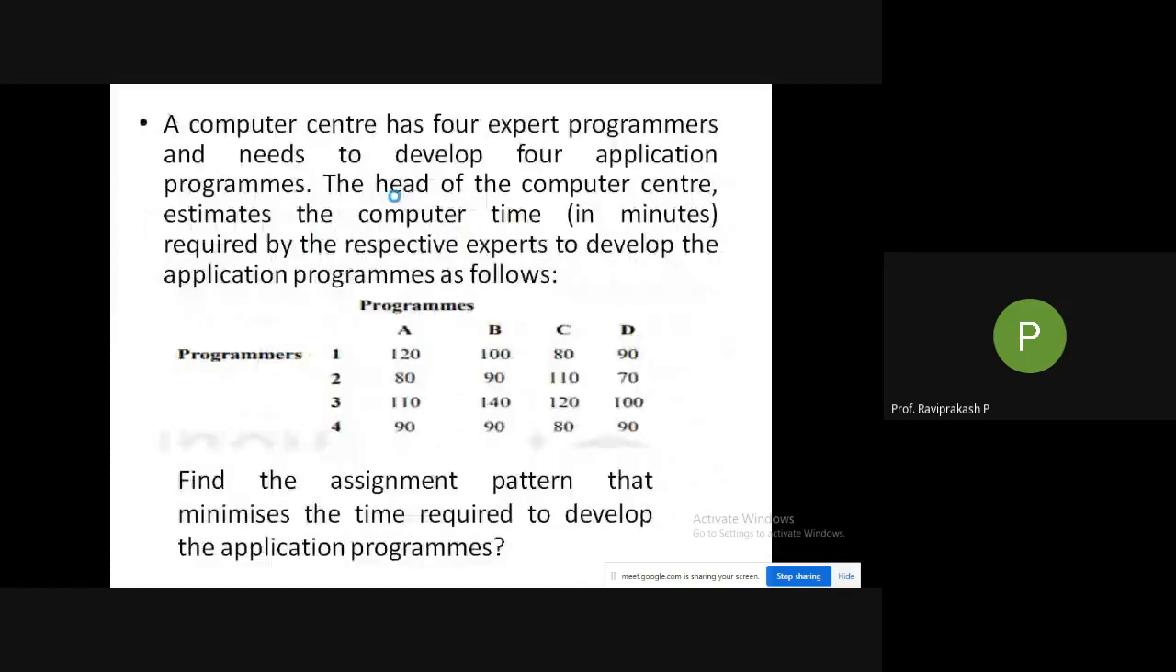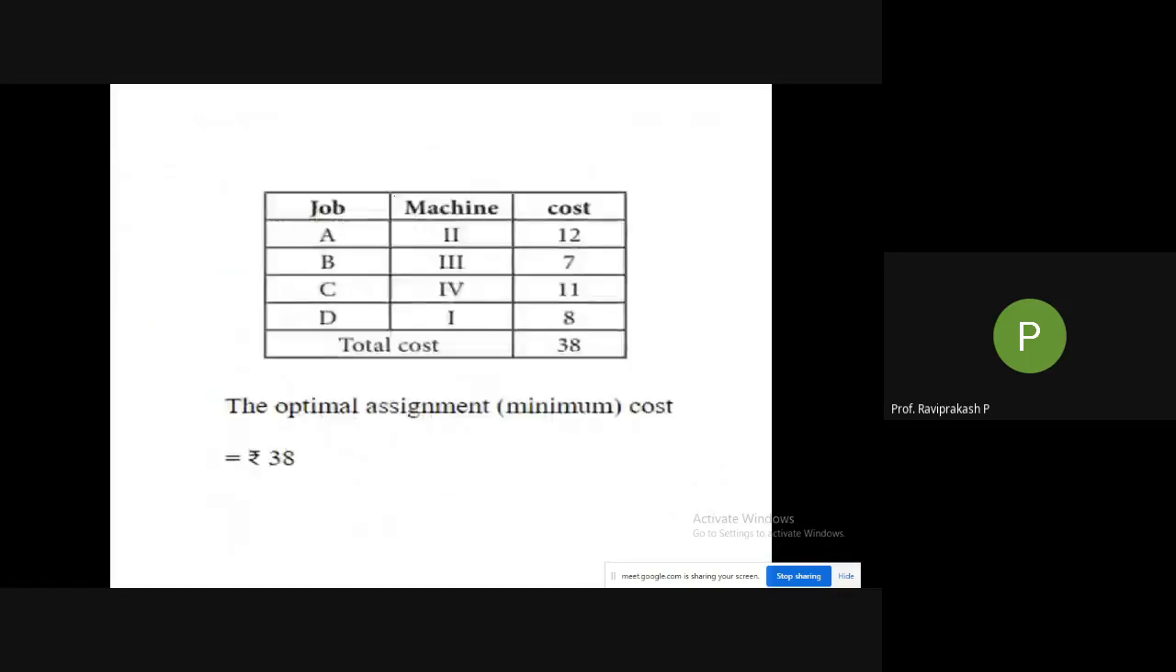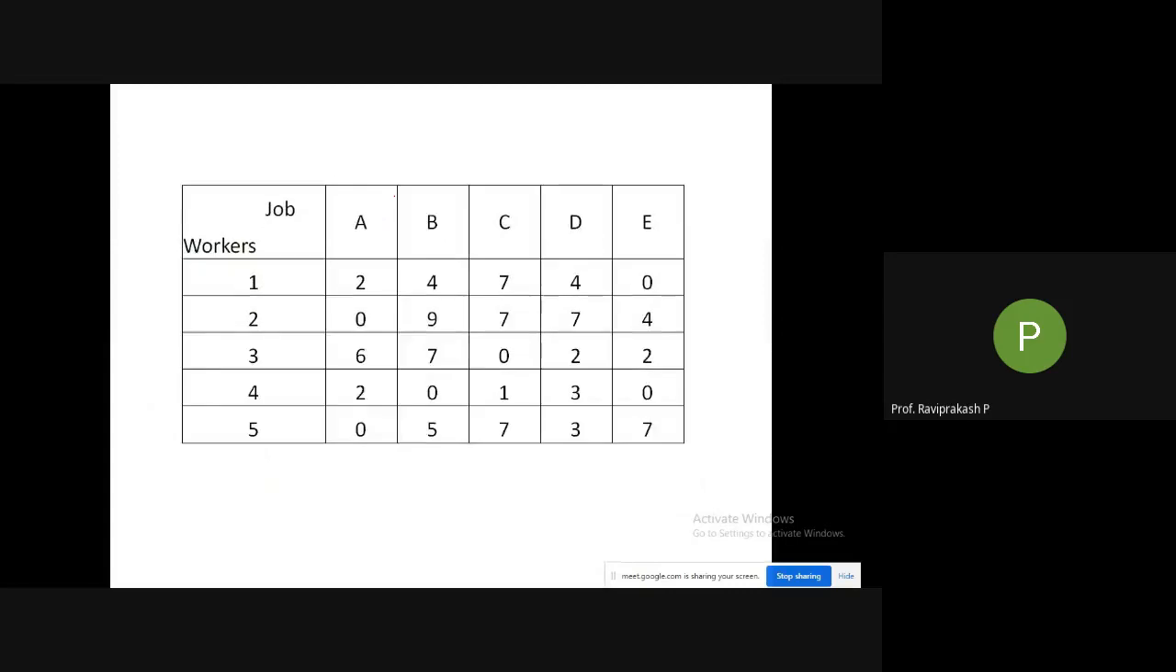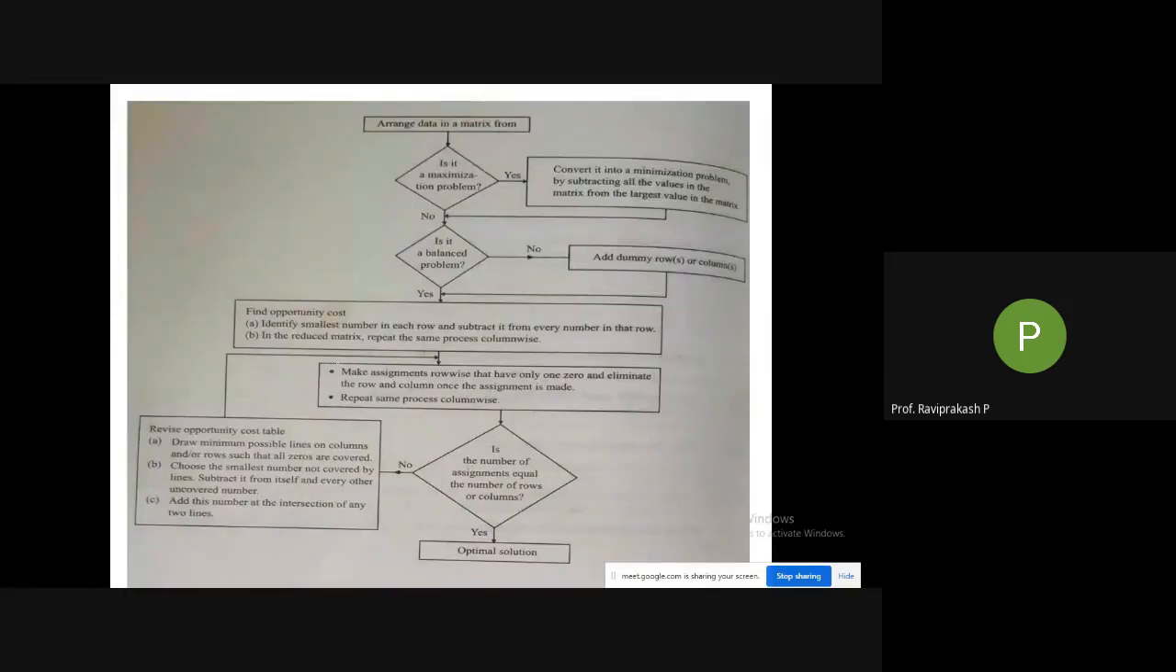So you can get that thing. Yeah. So what happens? I think you are stuck here. You are not getting the number of assignments equal to the number of rows or columns. So you need to go with this particular step. I think you guys have forgotten this step. So what to do? First, draw minimum possible lines. Okay, leave that, we have already done. Choose the smallest number not covered by the lines.